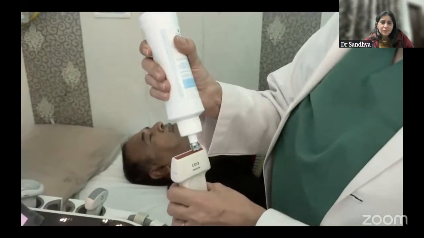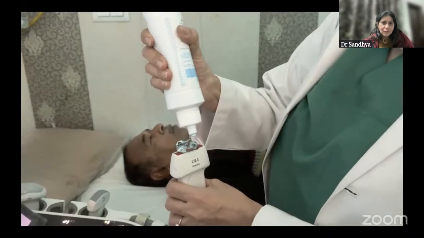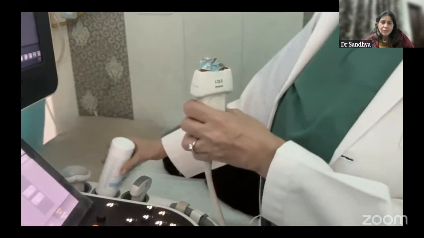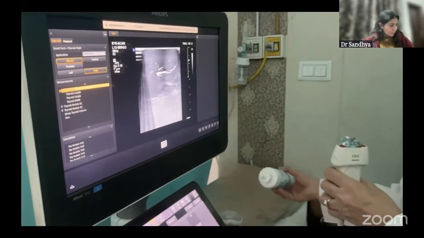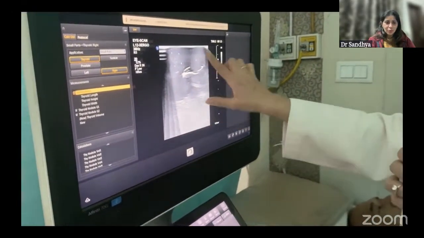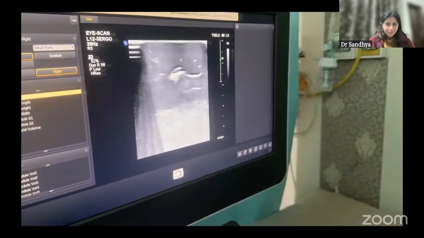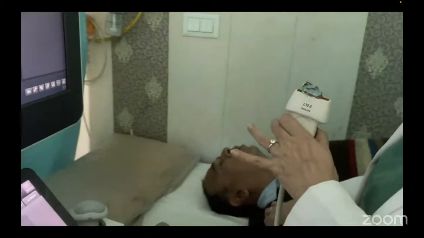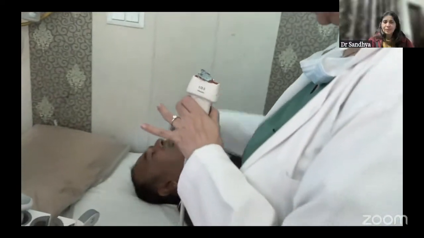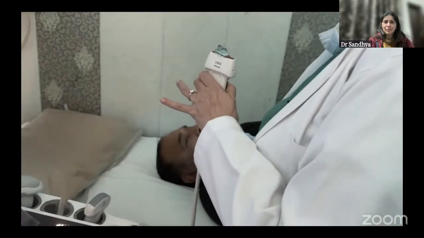Let's put some coupling fluid on the lid. And the moment we put the coupling fluid, you see the. I hope everyone is getting this video. Yes, ma'am, the video is visible. The patient is lying down. Sir, keep your eyes closed, आंख बंद कीजिए.